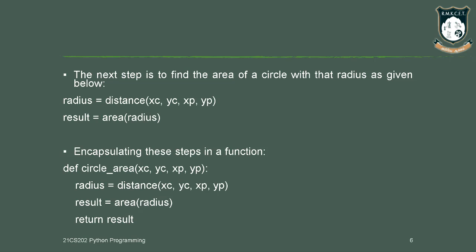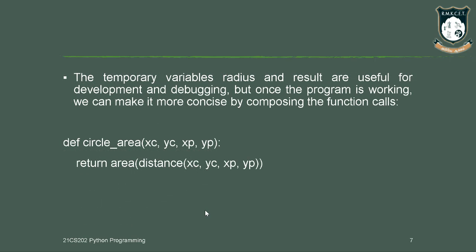To find the area of the circle, we take the distance of the 4 points, we get the radius, and we send it to the area. Here we encapsulate these two lines of code in another function. In this circle area function we get 4 points, which are sent to the distance function, which we saw in the previous slide. The result of the distance function is taken as the radius and passed to the area function, and the result is returned as the output.